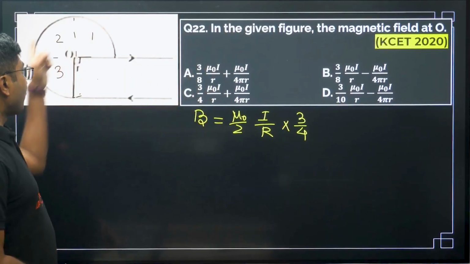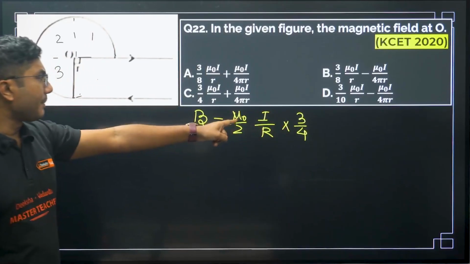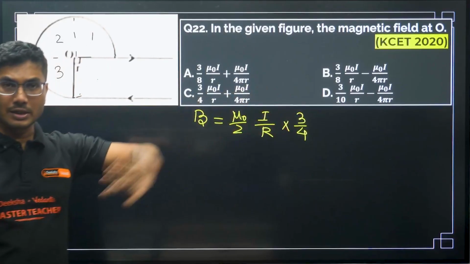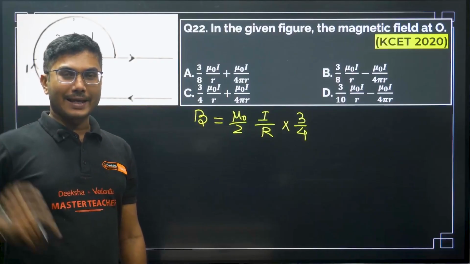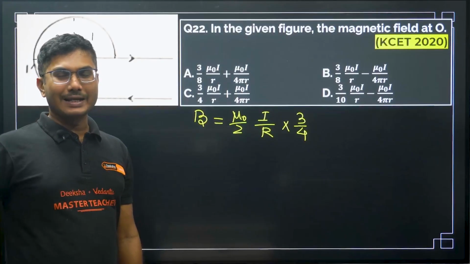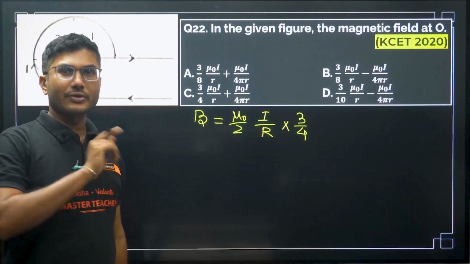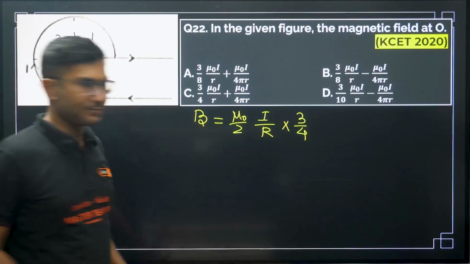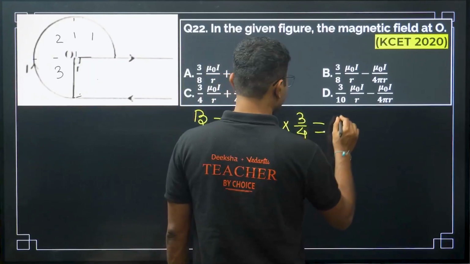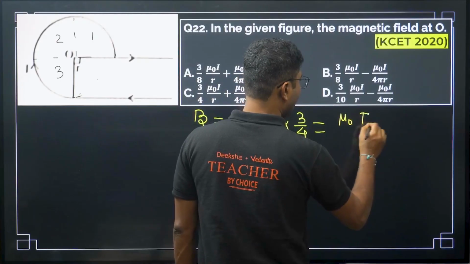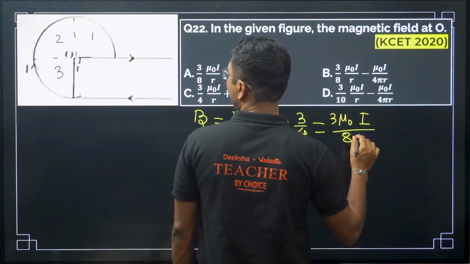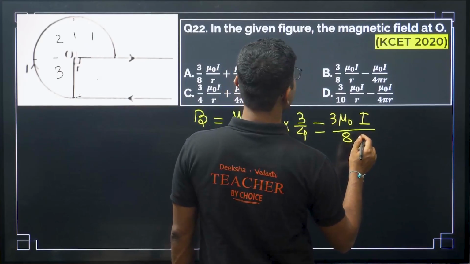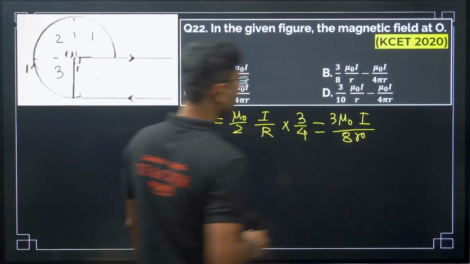Okay, for a total of 4 parts, this is the magnetic field, but we have only 3 present. So using the unitary method, for 4 parts the magnetic field is this, for 1 part the magnetic field is 1/4 of that, for 3 parts the magnetic field will be 3 times, right? So it will be 3 mu naught I by 8 r.